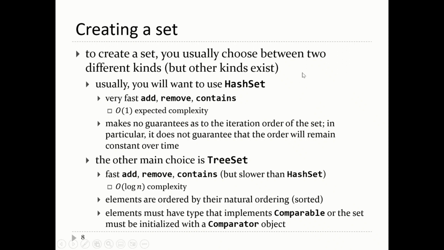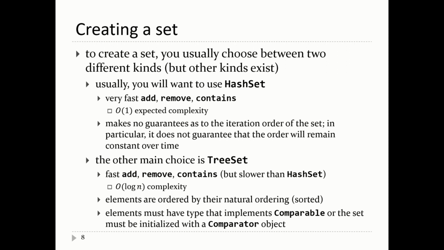All right, so when you're picking between your sets, there has to be a reason why there's more than one set type in Java. And the answer is because they have different properties. Usually you're going to use hash set, and that's because hash set is extremely fast. The three fundamental operations with set are add, remove, and contains. Hash set can do all of those operations in O(1) expected time. In other words, it's constant time, regardless of how big that set gets, up to some limits.